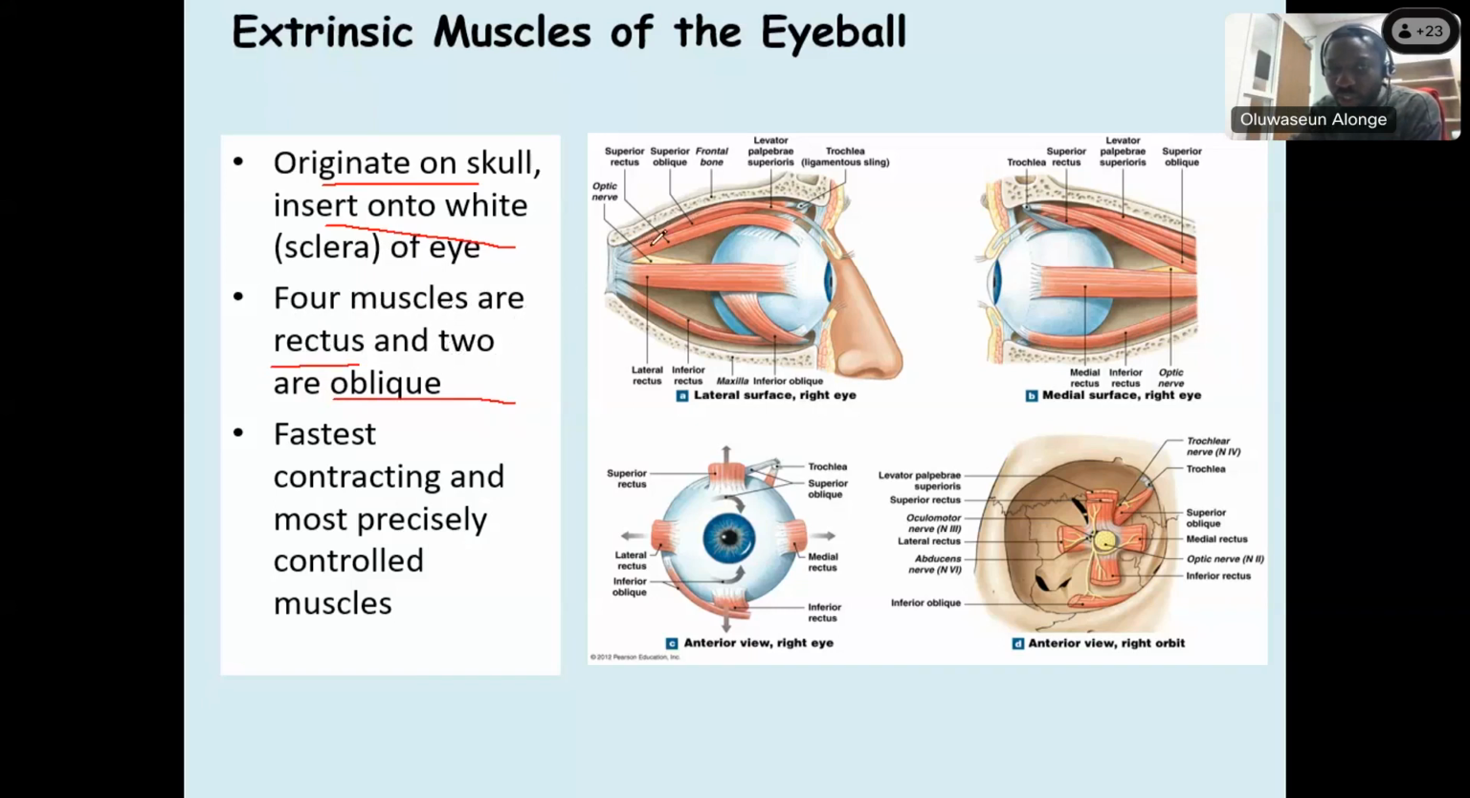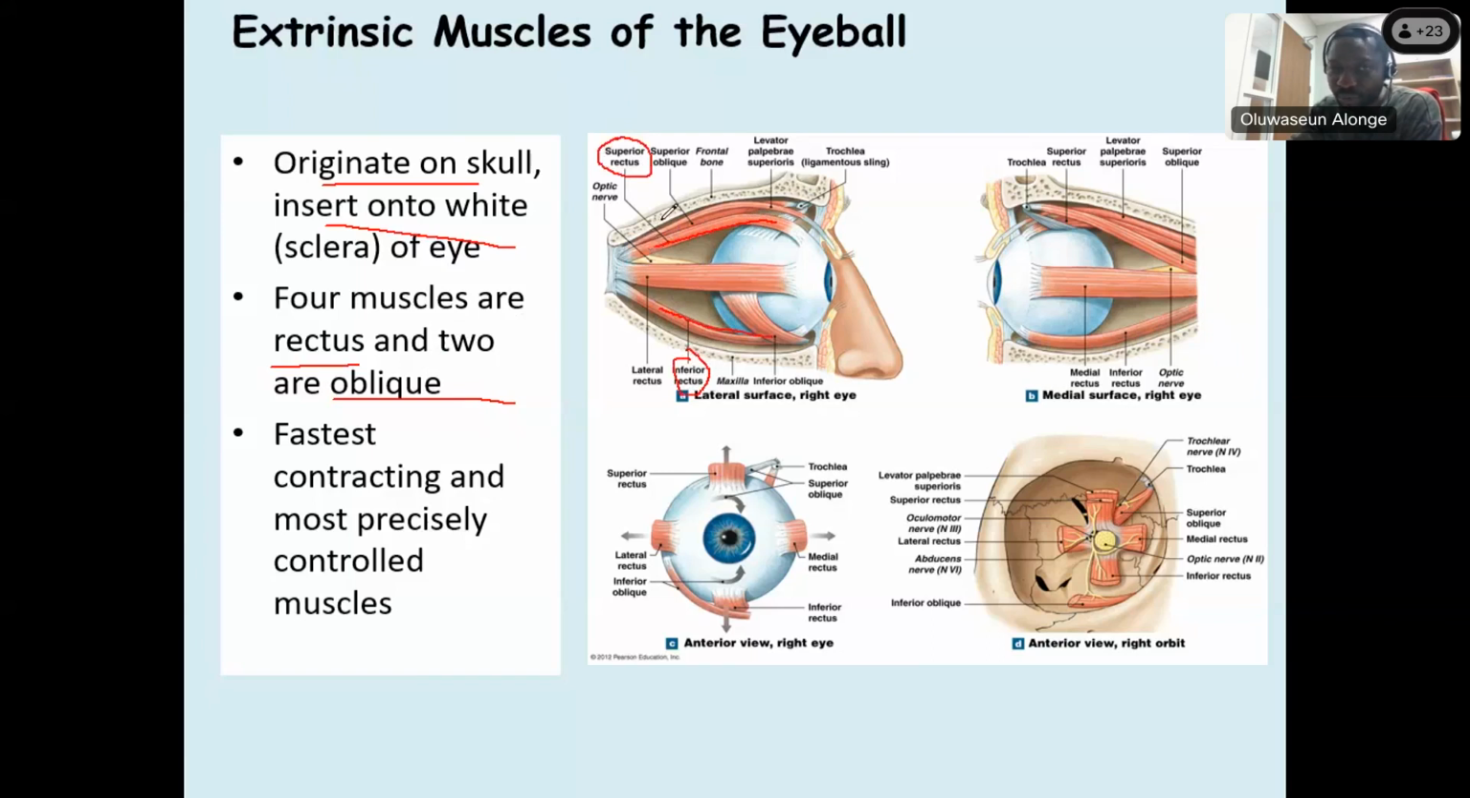So this is a rectus muscle. You see, this is rectus, it's just straight. Now, we have another rectus here, but this is above, this is below. So this will be superior rectus, and this will be inferior rectus.